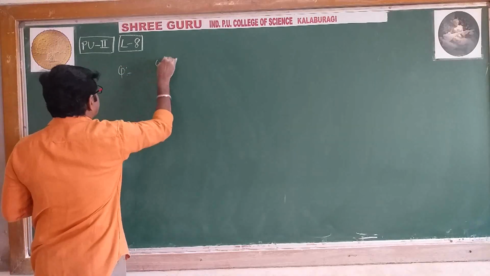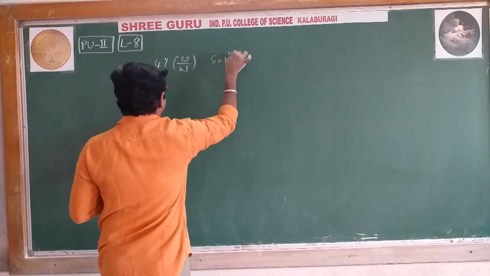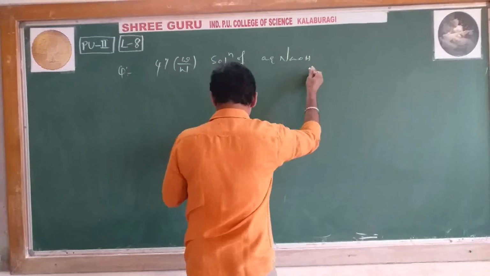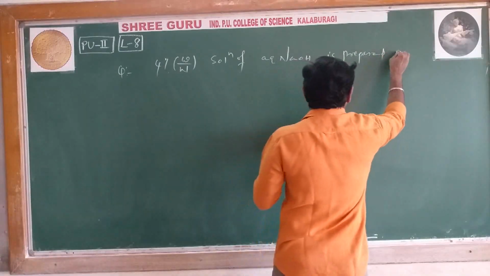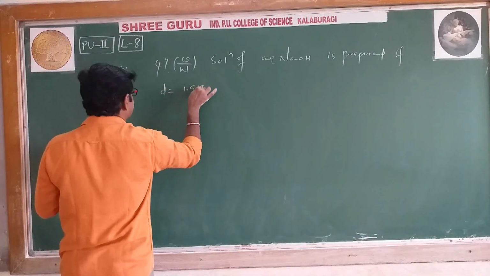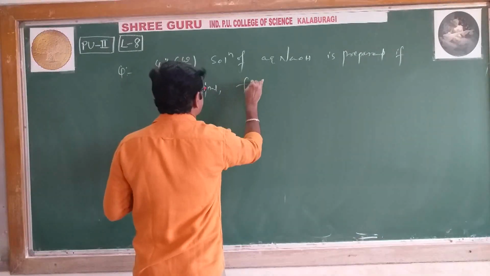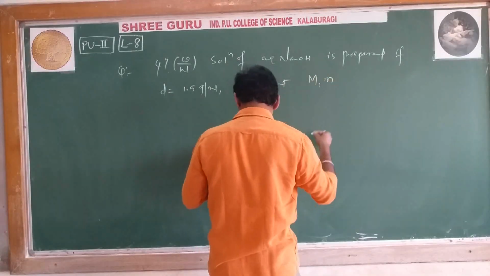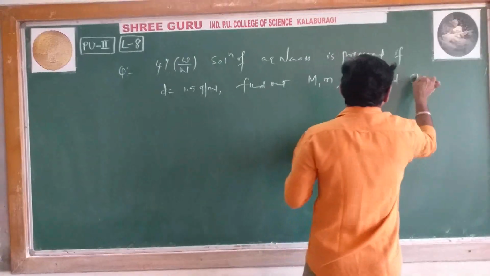A 4% w/w solution of aqueous NaOH is prepared. If density is equal to 1.4 gram per milliliter, or gram per cc also we can write, find out capital M, small m, mole fraction, normality, and finally strength.